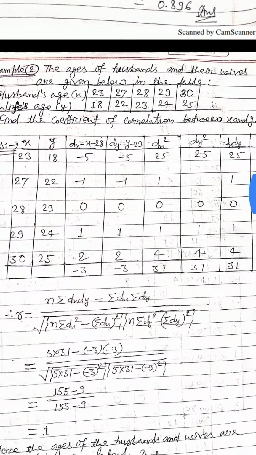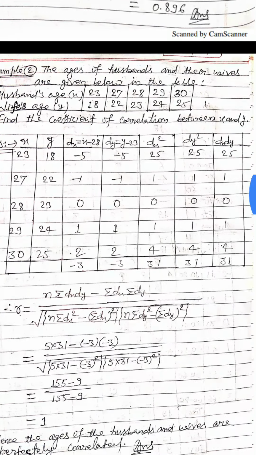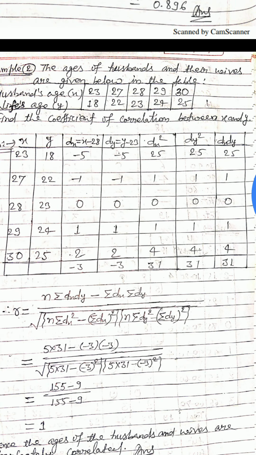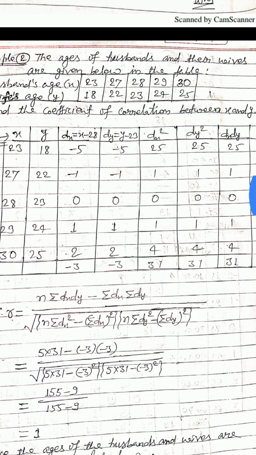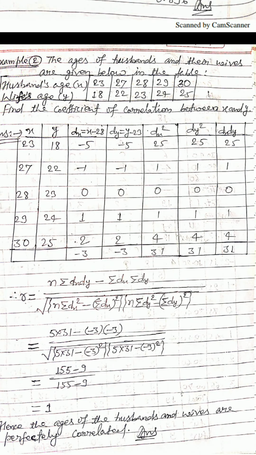So dx is x minus x bar divided by a particular number. That number may be anything, but if there is no particular number, then we just divide by 1. Similarly for dy, that is y minus y bar divided by a particular number.